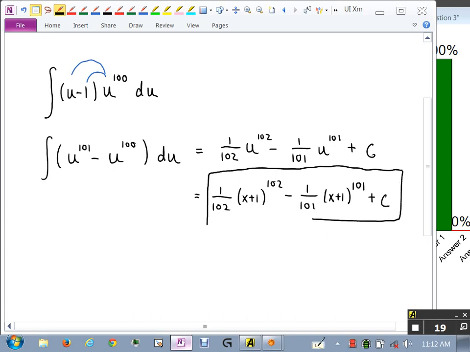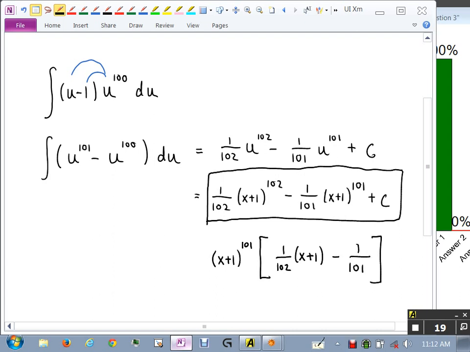I do also want to point out that when you look in the back of the book for answers, a lot of times they simplify these quite a bit. So something the book might do here is they pull out 101 factors of x plus 1 and leave you with 1 over 102 times x plus 1 minus 1 over 101. So what did they do there?